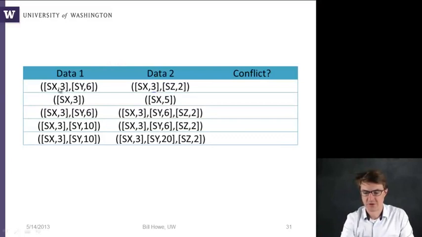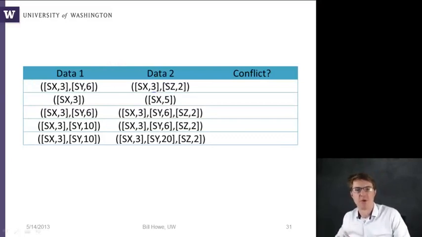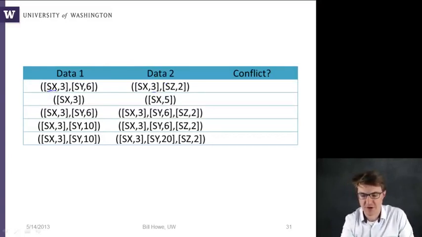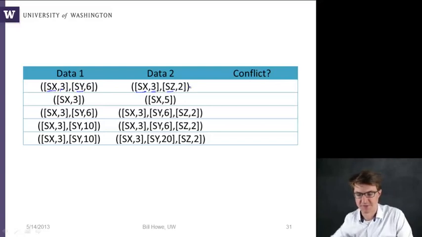Here are two different vector clocks, and you figure out whether they represent a conflict or not. So in this case, we have server SX with the timestamp of 3, and on this data item, server SX with the timestamp of 3, and then each one is a different server with different timestamps. So is there a conflict?